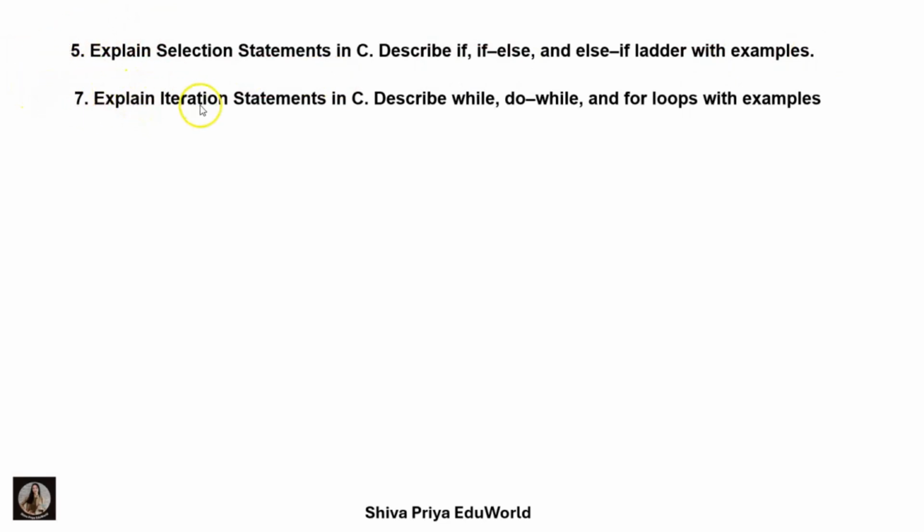And the seventh question also: explain iteration statements in C. Describe while, do while, and for loop with examples. This one also I have explained in a full video, because this will take a lot of time. That's why I have done a separate video for these two. Go and check out those after completing this video. Clear? Let us move to the sixth question.